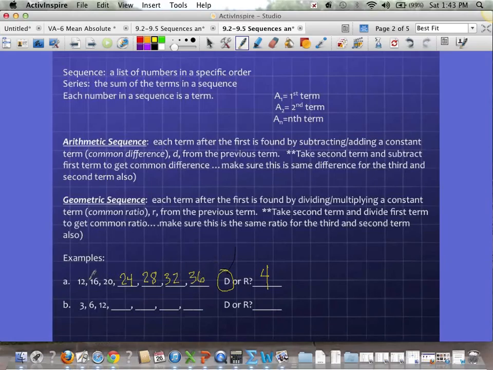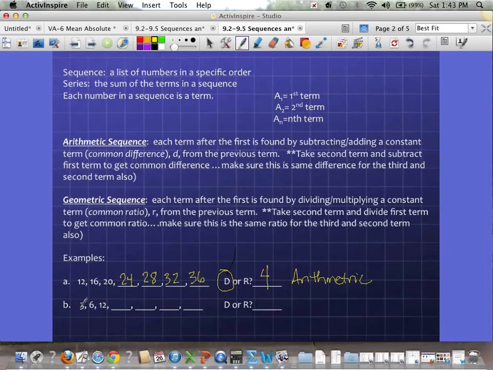Okay? So you just have to decide, and this would be arithmetic because we're adding or subtracting to find the rest of the terms. So addition, subtraction is arithmetic. Multiply, divide is geometric. All right, let's look at the next one.